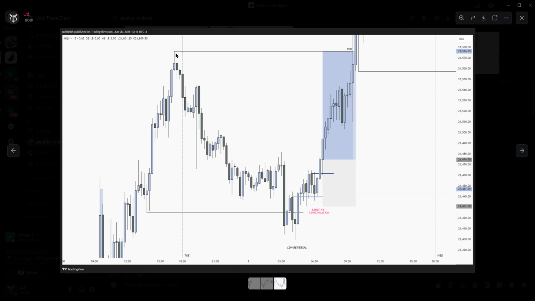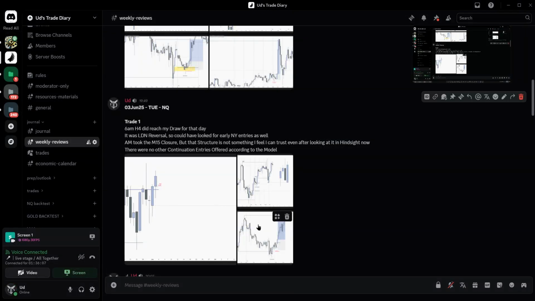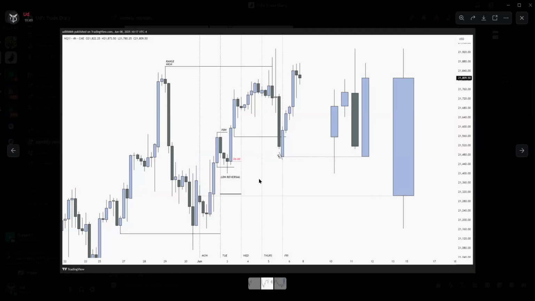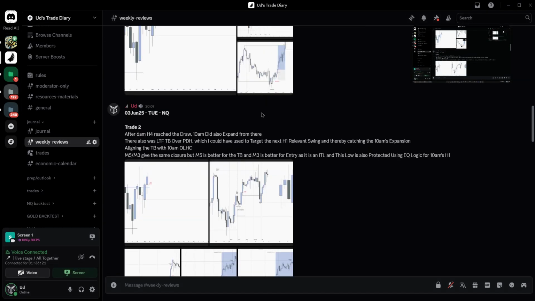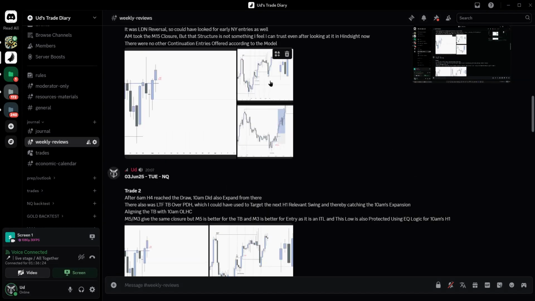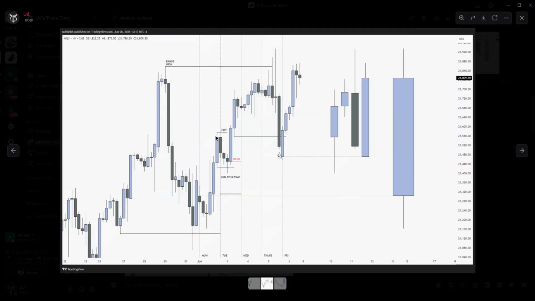So after this, till this draw, there were no continuation entries offered in this price action on M5, M3 around 8:30, 9:30, no entries. And since I was looking at this H4 chart and this was my draw, I thought my draw is reached. So I will end the day here. What I could have done here was I should have waited to see reaction at this relevant swing, which was previous day high.